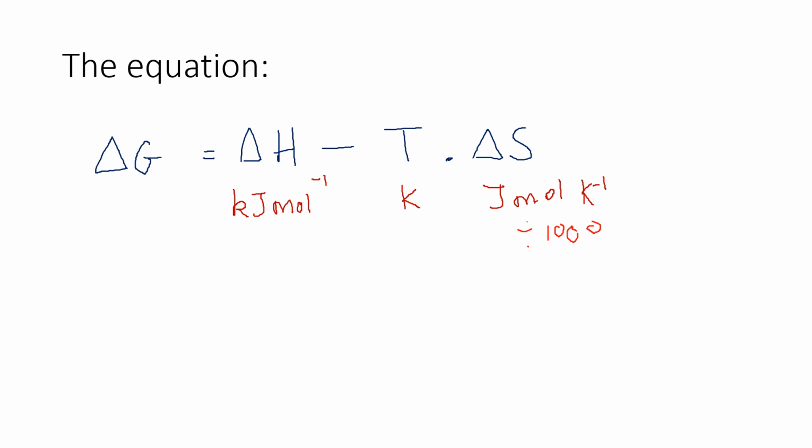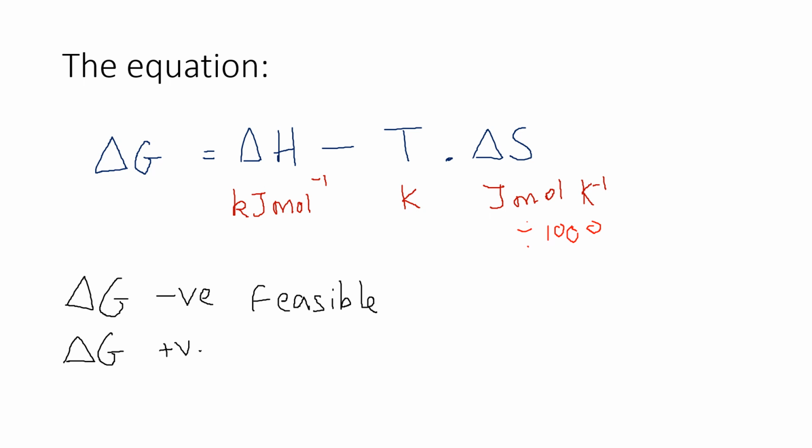And when it comes to the calculations, we are interested in the sign of delta G. So if delta G comes out negative, that means that the reaction is feasible. And if delta G comes out positive, that means that the reaction is non-feasible.